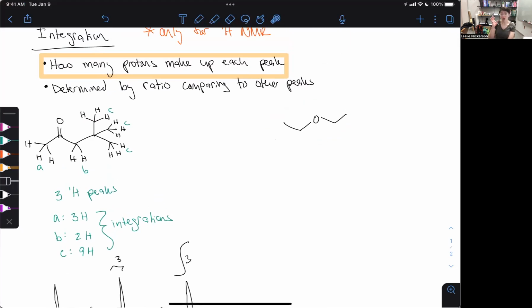All right, so let's look at this one. Again, we first look for symmetry. I do have a plane of symmetry right down that oxygen. So I'm going to have my H's. I'll draw those in.